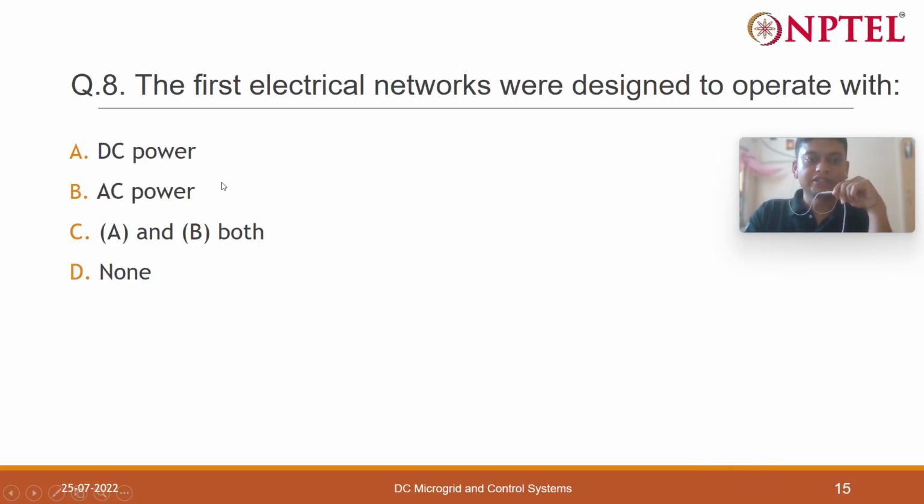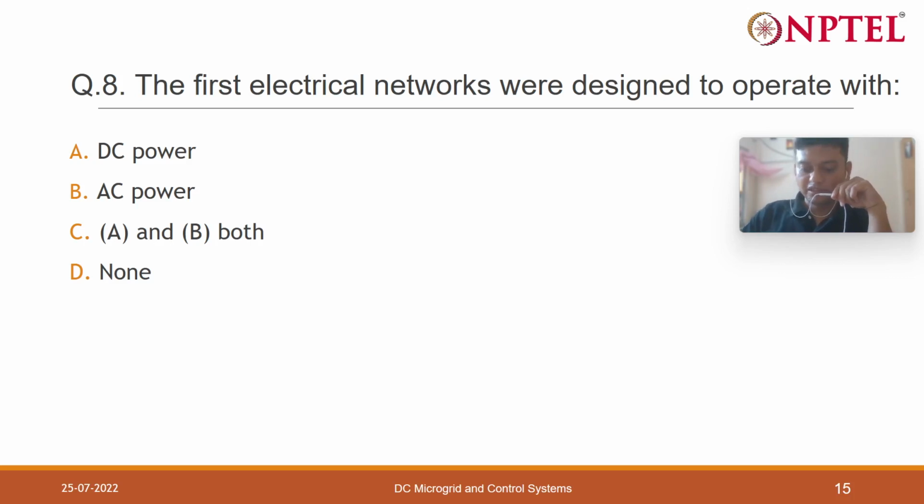Let us see the next question. The 8th question is: the first electrical networks were designed to operate with? A option is DC power, B option is AC power, C option is A and B both, and D is none. This is a really interesting question, and every electrical engineer should know which power system came first, which power system was utilized first in society: DC power system, AC power system, or both together.